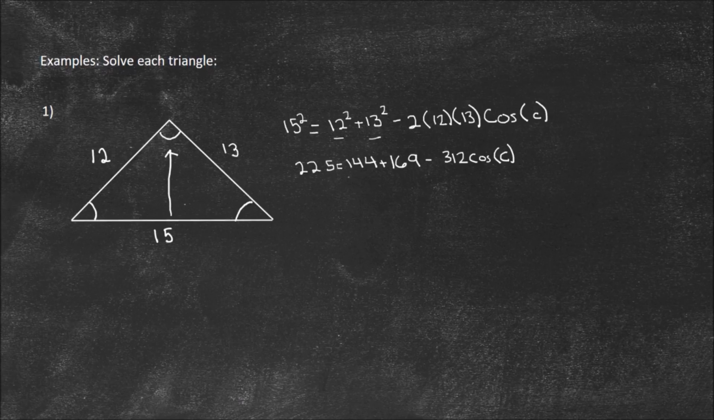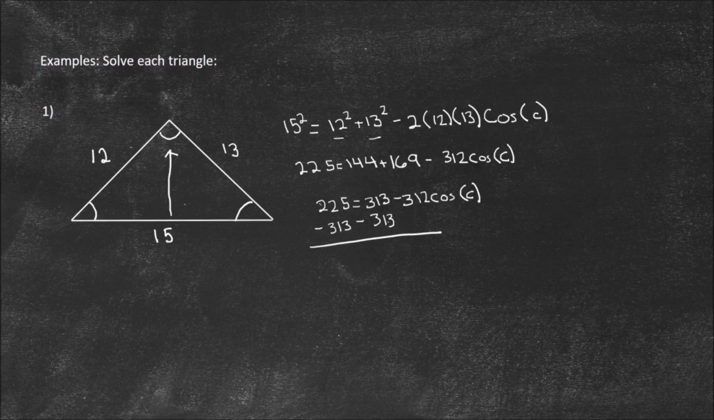Alright, well, I'm going to do some subtraction. We'll combine 144 and 169 first. That gives me 313, so I'm now at 225 equals 313 minus 312 cosine of C. Getting closer to where I need to be. I'm going to subtract 313 from both sides. See what I get here. 225 minus 313. I get negative 88. Okay, so negative 88 equals negative 312 cosine of C.